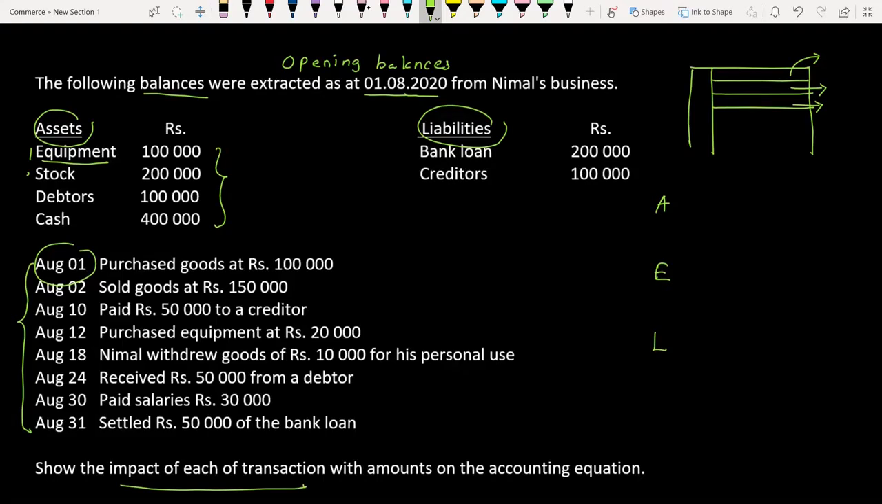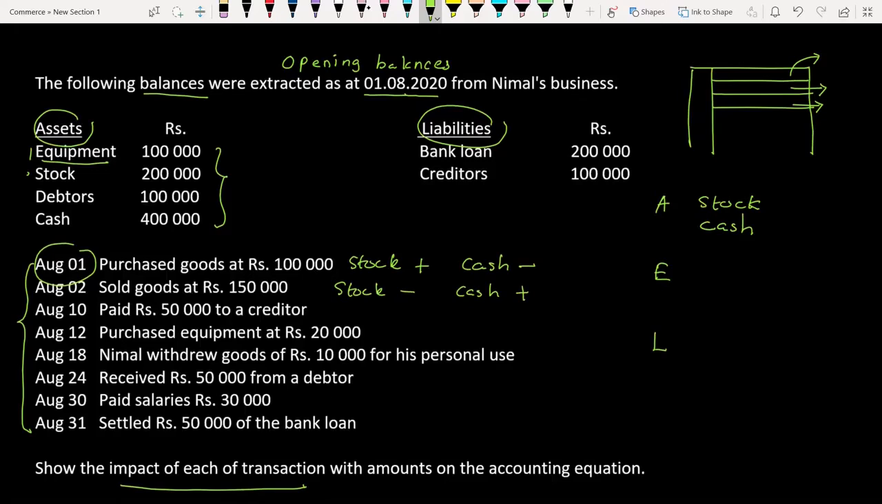Purchase goods. This means stock increases, cash decreases. So we have to have stock and cash columns. Right, that's right. Stock column we need to have, and also we need to have a cash column. Then the second transaction, sold goods. This means stock decreases, and on the other hand, cash increases. So we already have these 2 columns.